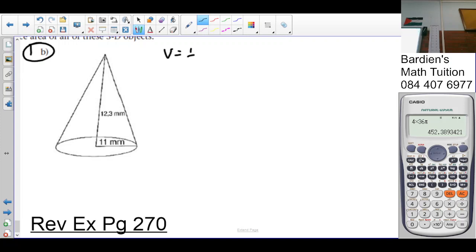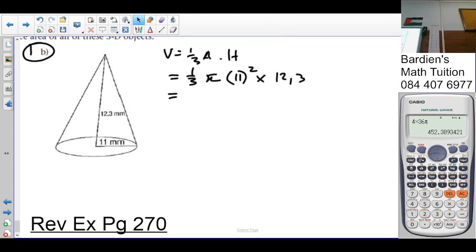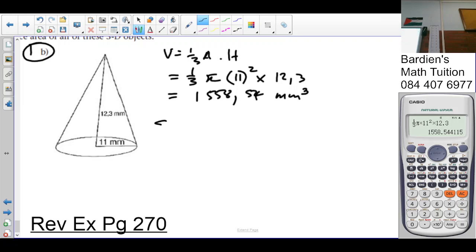So this is a cone, a conical shape here. The volume is equal to a third area of base times perpendicular height. So it's a third. The area of a circle is pi r squared. So it's pi times 11 squared times the depth of the object, which is 12.3. That's going to give you a third pi times 11 squared times 12.3. Can you give us 4,961 over 10 pi, which is 1,558.5 millimeters cubed.